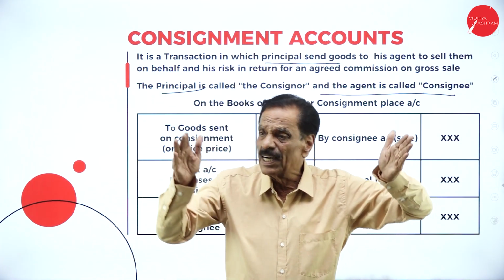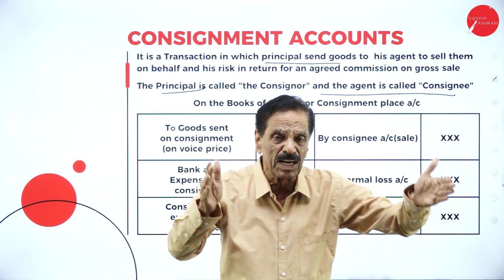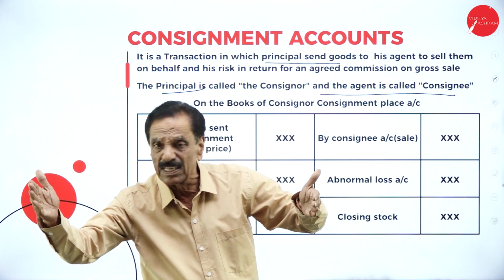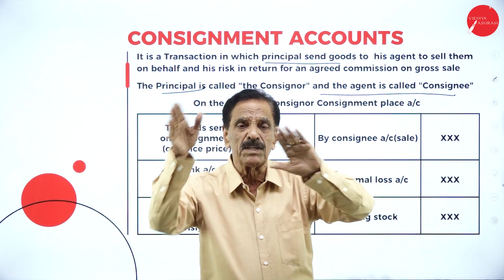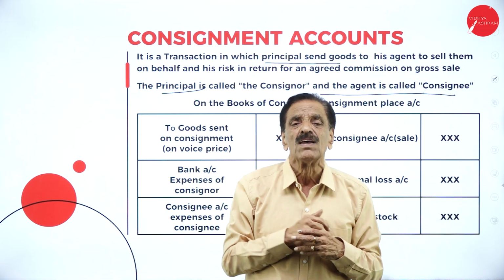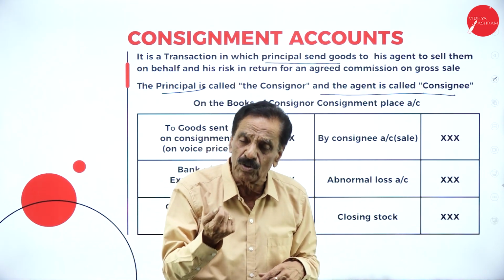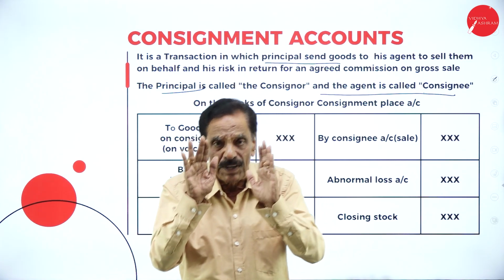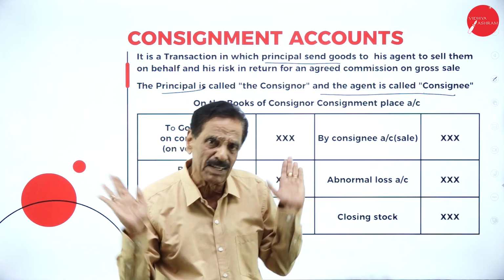What is the duty? It is an agreement between the consignor and the consignee. Consignor is the owner, consignee is the agent. The agreement between the consignor and the consignee is called consignment account, whereas the consignee will sell the goods on behalf of and at the risk of the consignor for a commission, and this is called consignment account.